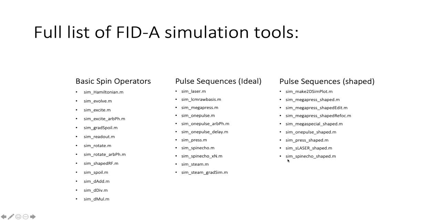We also have a simulation toolbox. So in the simulation toolbox, you have basic spin operators. So these are basically the simple operations that you can apply to your spin system. And then on the right are pulse sequences, both ideal and shaped pulse sequences that are essentially collections of the basic spin operators to make the common pulse sequences that we use in vivo spectroscopy.